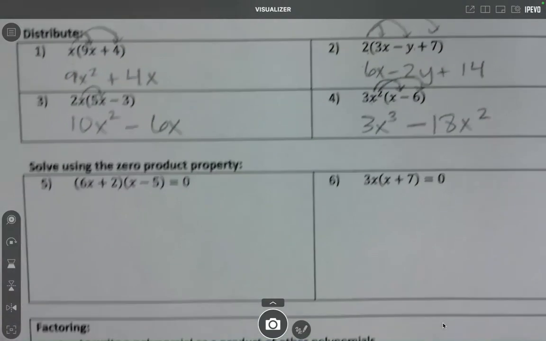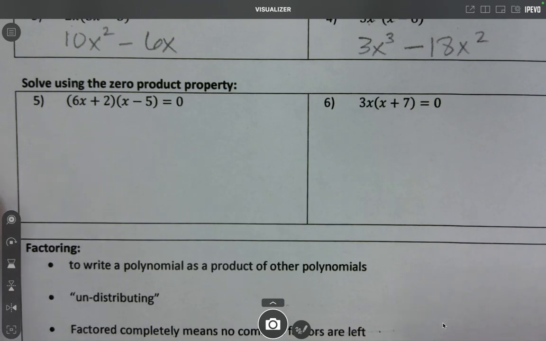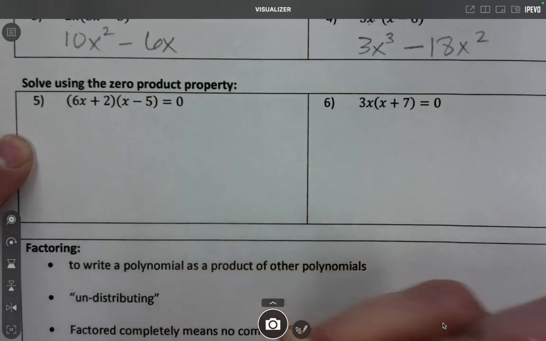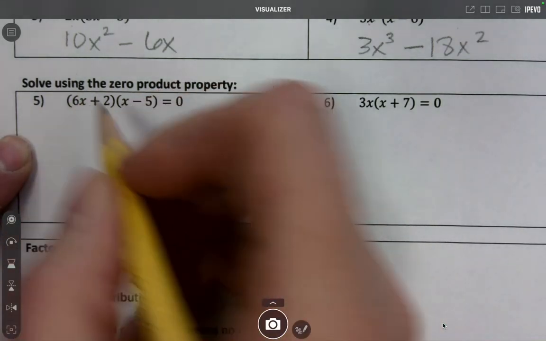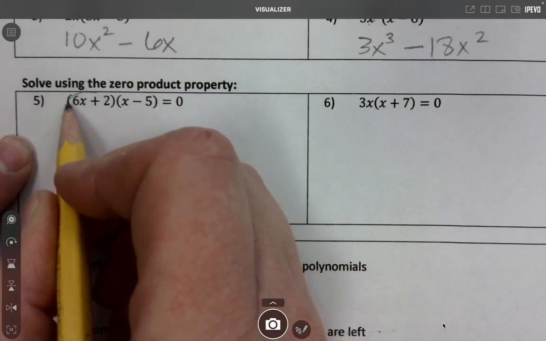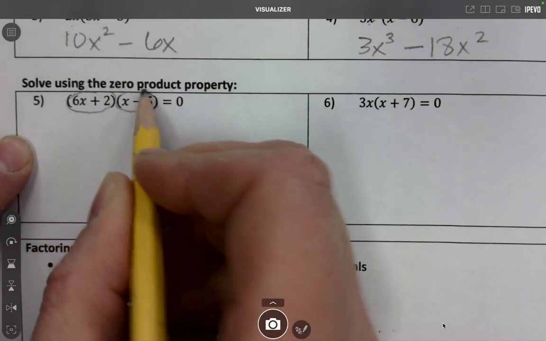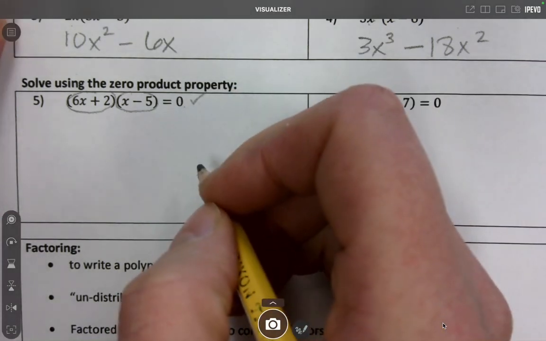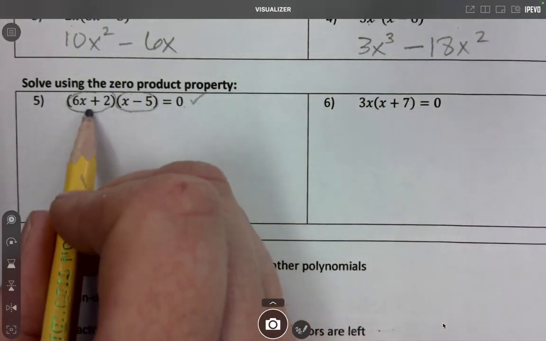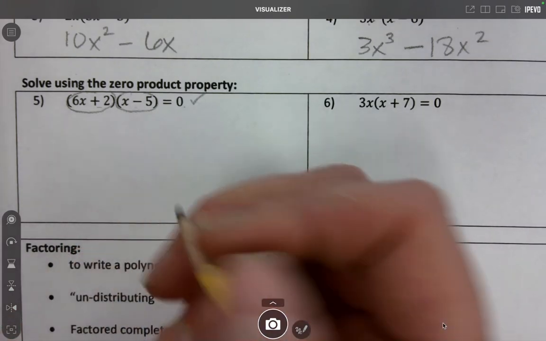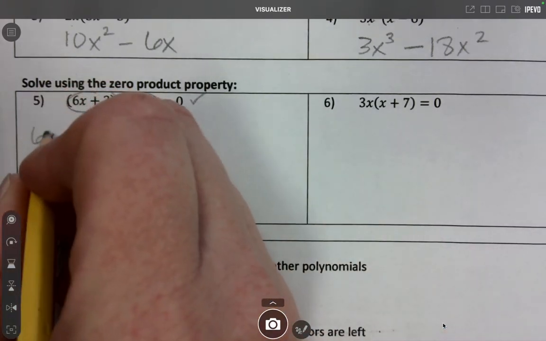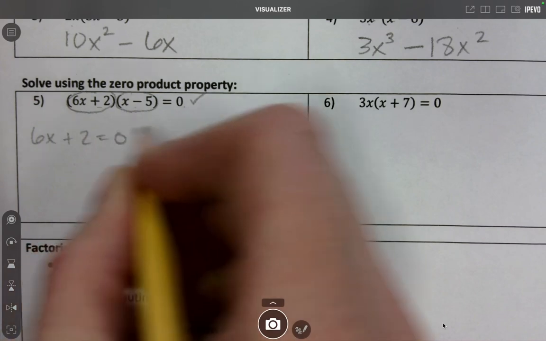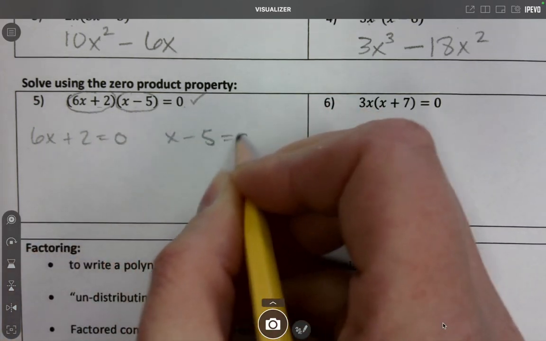Then we've got a review about zero product property. For zero product property, what I'm looking for is, am I multiplying two things? And I am. I'm multiplying this binomial times this one. And is it equal to 0? Yes. So then I can use zero product property. And that says one of these two things that I was multiplying has to be equal to 0. So we make them each equal to 0 separately. And then we go ahead and solve.